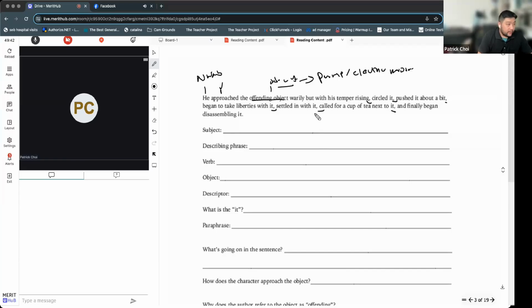Warily, but with his temper rising, circled it. So like these are the things that are happening, right? Circled it, pushed about a bit. So like he's doing all these things to it, right?